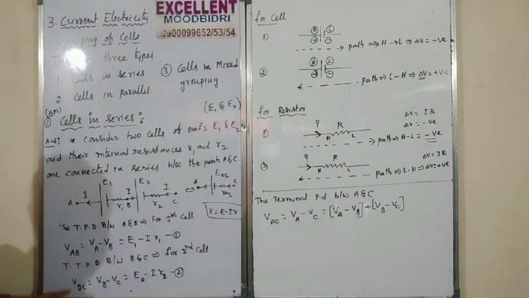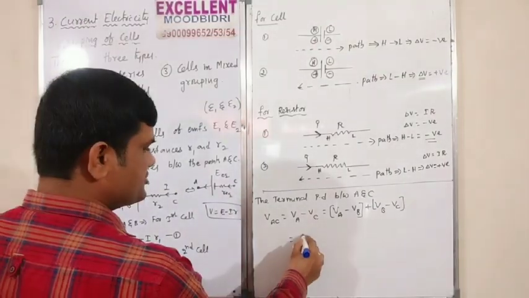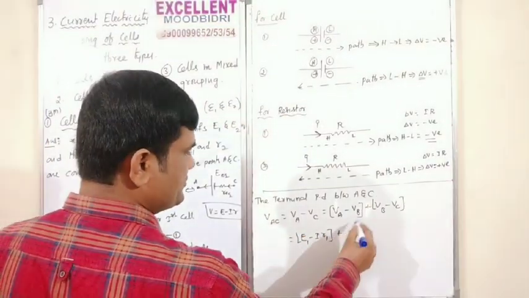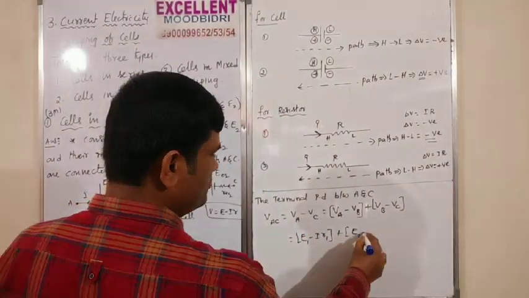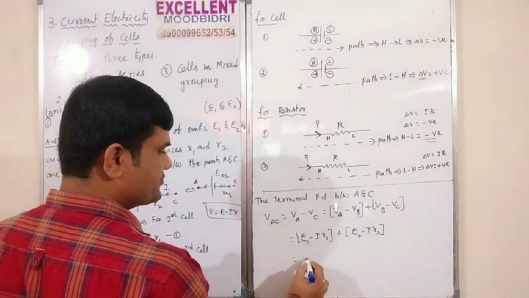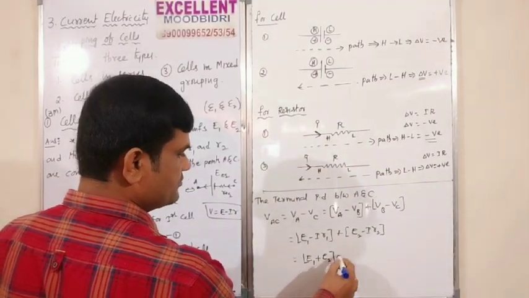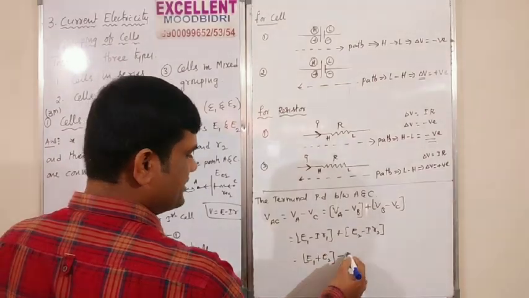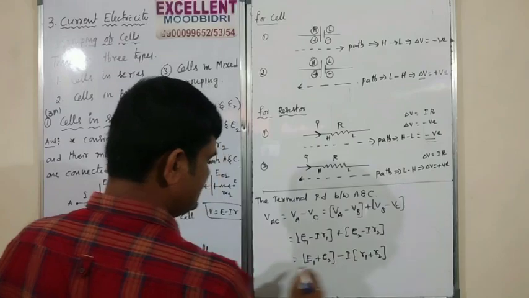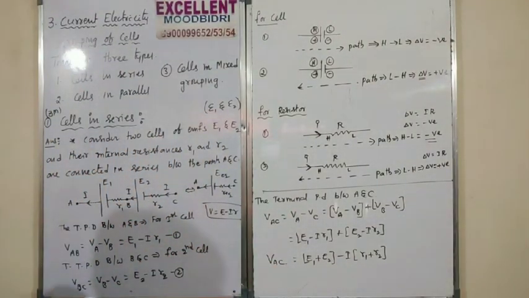Therefore, VA minus VB is E1 minus I into R1, plus VB minus VC, which is E2 minus I into R2. Therefore, write the E1 and E2 terms together, plus, and minus, taking I common, what will come? R1 plus R2. This is the VAC for this one. Finish.